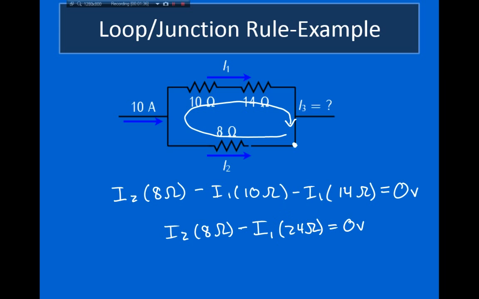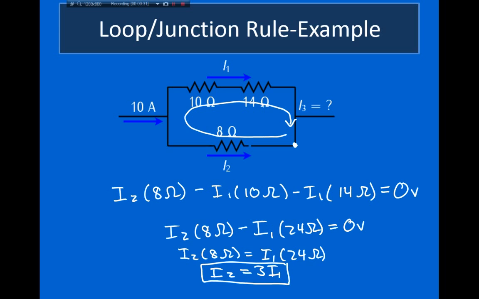So at this point, if I want to, I can solve for I2 in terms of I1. So I can write I2 times 8 ohms is going to be equal to I1 times 24 ohms. And then if I divide both sides by 8 ohms, I can see that I2 is going to be equal to 3 times I1. So this is the equation that I get from applying the loop rule.